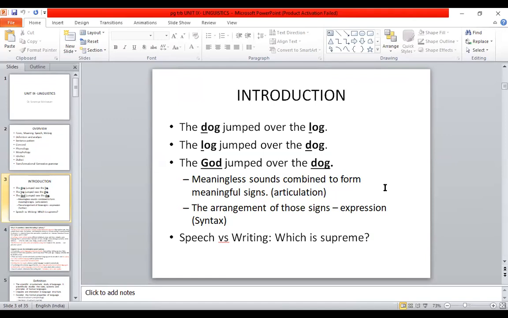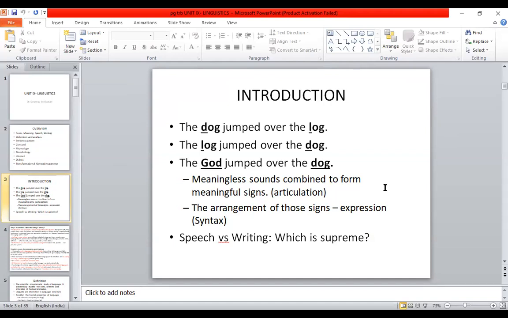So articulation is nothing but the way we sound, the way we pronounce these words. When I read D-O-G, I read it as dog. I don't read it as dig.